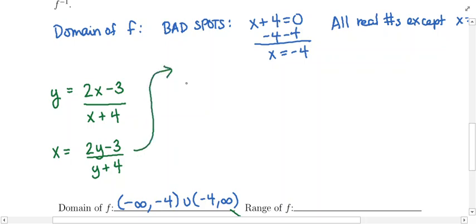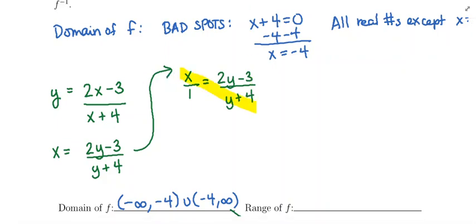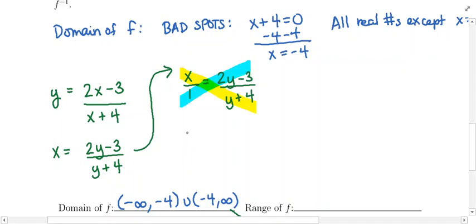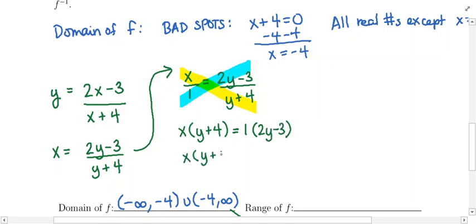All right, so again, what did we do last time? Treat the left side as a fraction. x over 1 is equal to (2y minus 3) over (y plus 4). You have one fraction equal to another, so this times this has to equal this times this. You can cross multiply anytime you have one fraction equal to another. So x times the quantity y plus 4, which has to be in parentheses, has to equal 1 times 2y minus 3. So this is going to be x times (y plus 4) is equal to 2y minus 3.